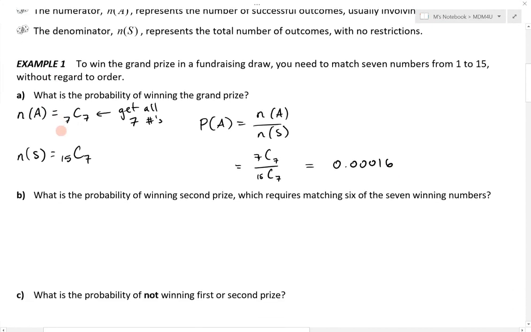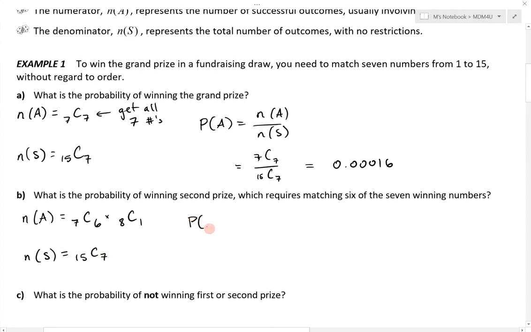Part B, what is the probability of winning second prize, which requires matching 6 of the 7 winning numbers? So the number of successful outcomes would be, well, I'm going to choose, out of the 7 winning numbers, I'm going to have 6 of them, so 7 choose 6, multiplied by 8 choose 1. So this part here represents the one number that I don't have matching the required 7. And just like the first part of the question, the total number of outcomes is still going to be 15 choose 7.